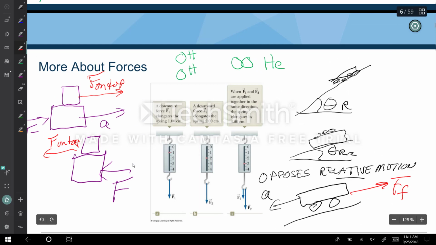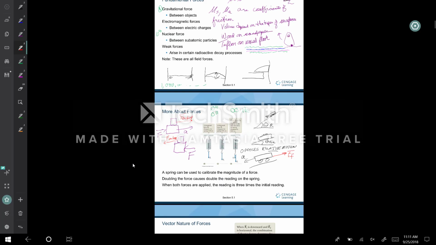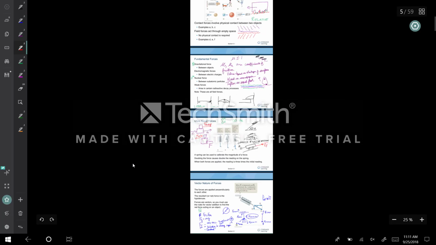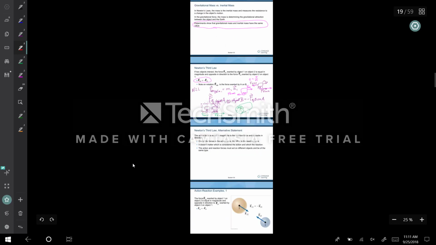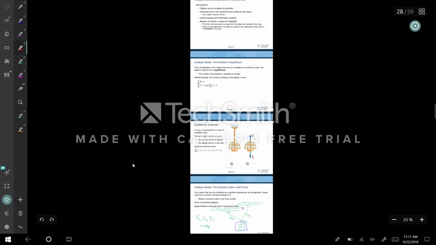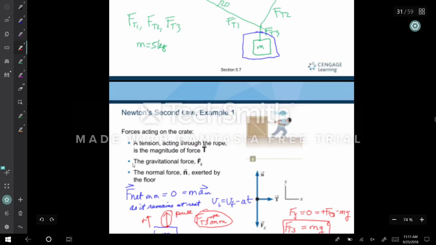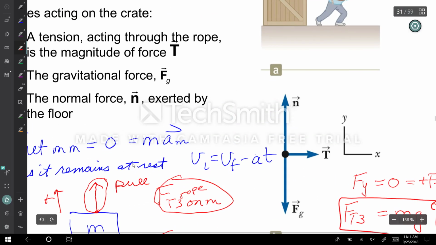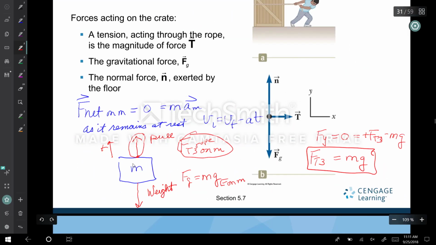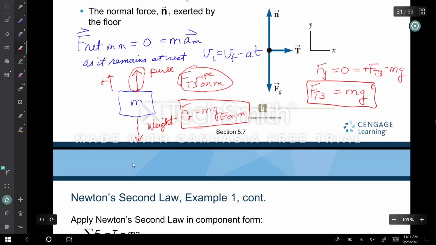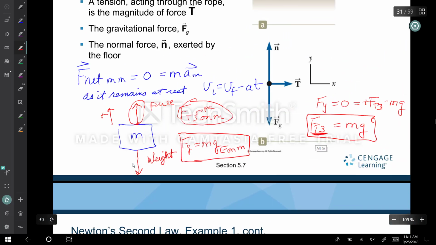So we have a spring scale. That's a vertical force. We're trying to figure out what the magnitudes of the tensions are, FT1, FT2, and FT3. So by looking at the hanging mass, I've been able to solve for FT3. So I know that.